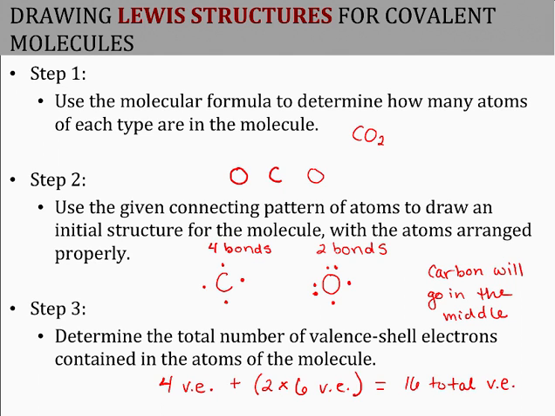Now the reason that we want to determine the total number of valence electrons for this molecule is so that we can determine where those electrons will go in the molecule itself. So will the electrons be used for bonding, or will they just be lone pairs hanging out on a particular atom?